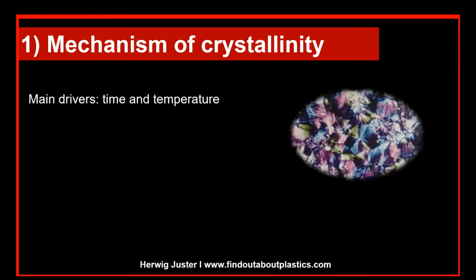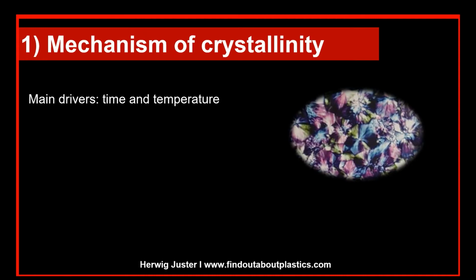So in general we start with the mechanism of crystallinity, and crystallinity only plays a role in semi-crystalline polymers such as the polyamides and polyolefins. For example, high-density polyethylene can achieve crystallinity levels of up to 85%, and high-density polyethylene ranks among the polymers with the highest crystallinity. Although for most semi-crystalline polymers, crystallinity ranges below 50%. So this is a rule of thumb.